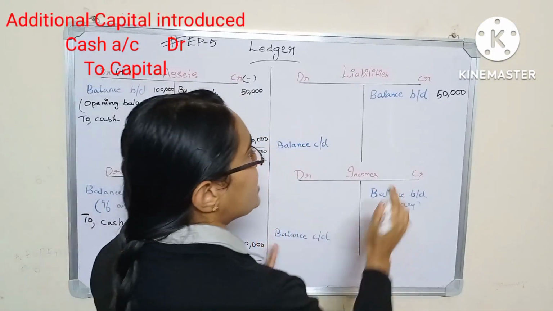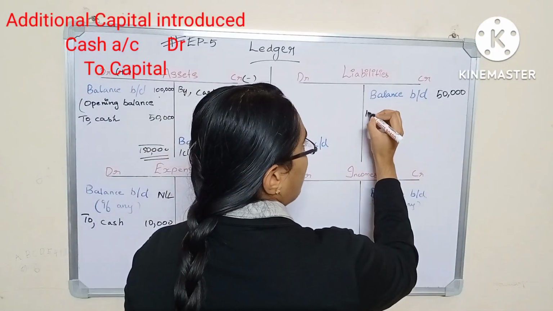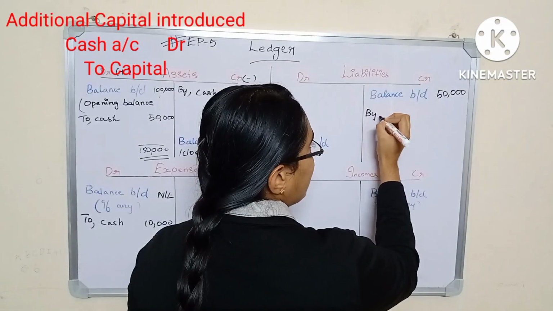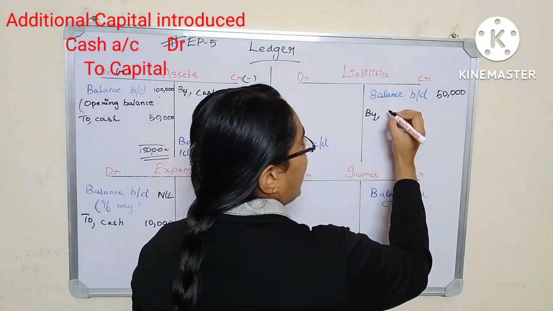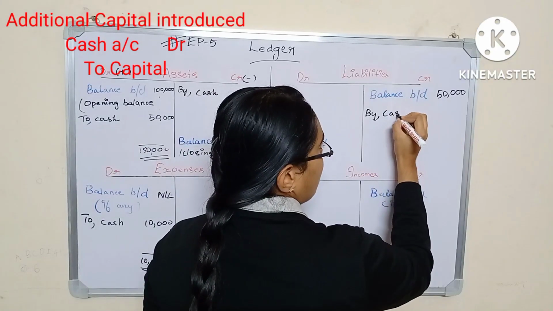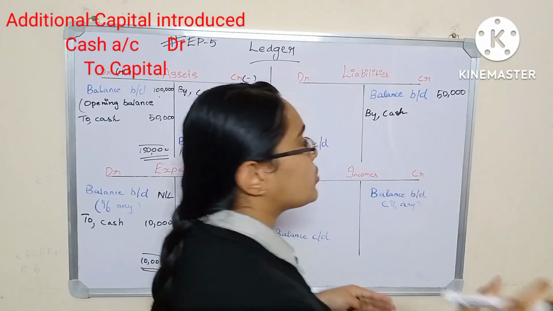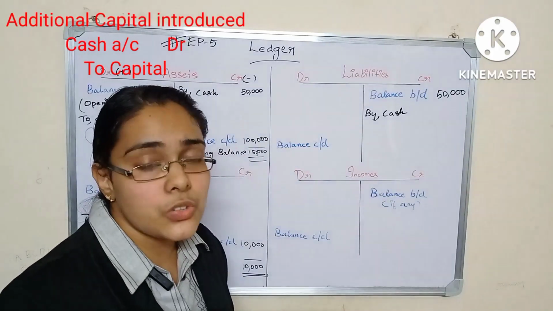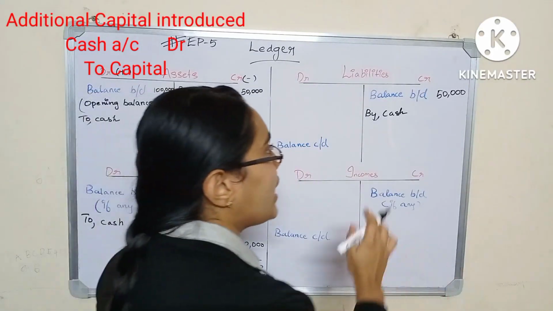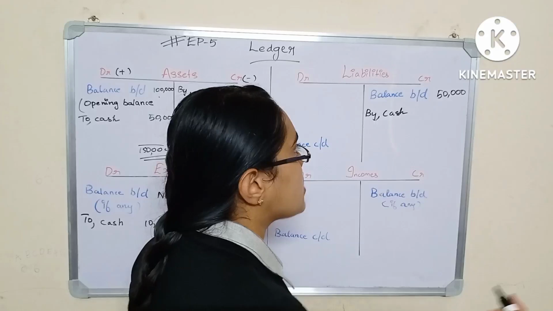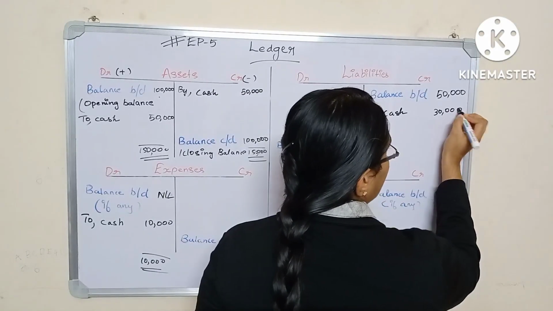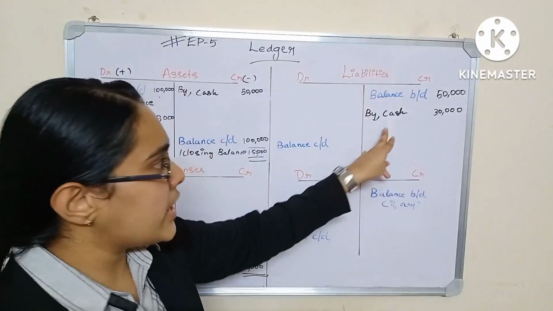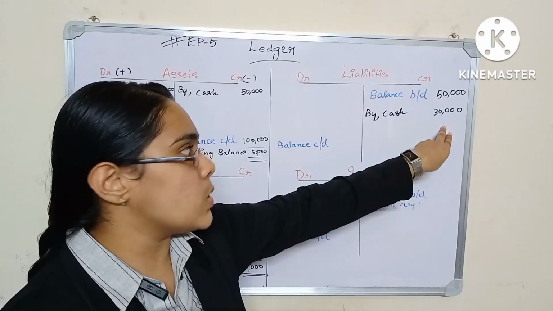So what will you write? When you're writing on the credit side, you will write by. How will you write? By cash account, for the journal entry cash account debtor to capital. By cash. How much have you brought in? Suppose you have brought in 30,000. So you will write by cash 30,000.